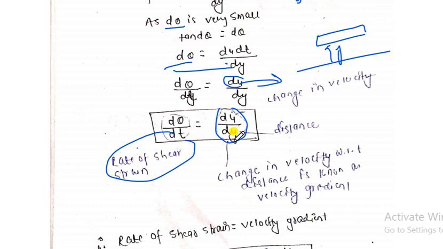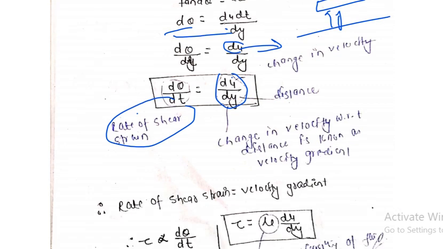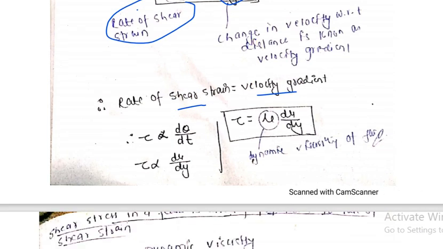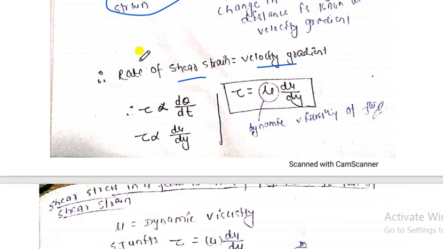As we go upward from the solid body, the velocity of the fluid increases. So this is also known as the velocity gradient. The velocity gradient is nothing but the change in velocity of the fluid with respect to distance. So ultimately the rate of shear strain is equal to the velocity gradient, and Newton's law states that shear stress is directly proportional to the velocity gradient or the rate of shear strain. So according to Newton's law of viscosity, the shear stress is directly proportional to the rate of shear strain. This one is also equal to the velocity gradient. So I can replace d theta by dt with du by dy.